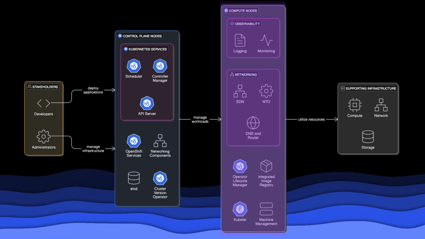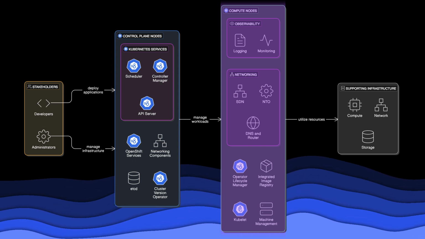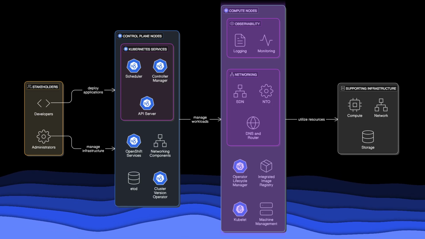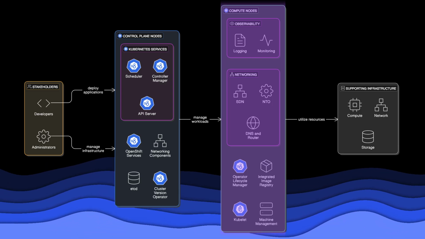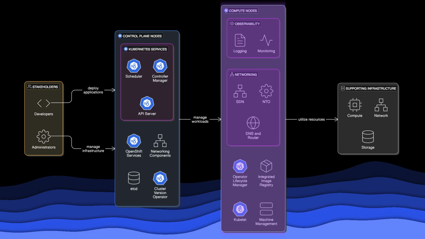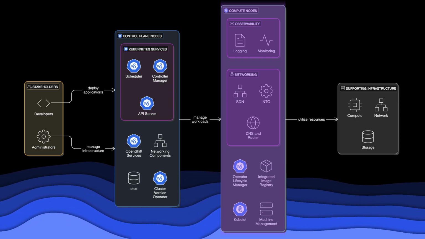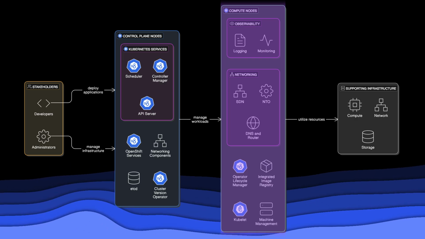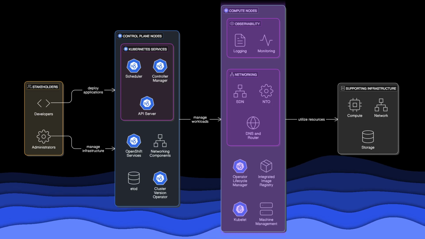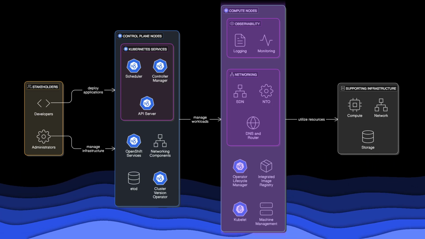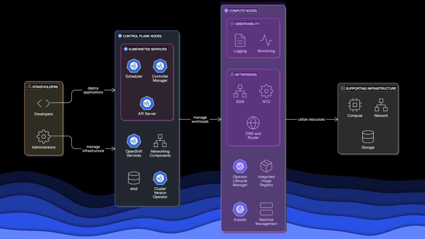Now, the compute nodes themselves have some very important features. One is observability. You really need to be able to see what's going on in your workloads, so OpenShift provides a lot of tools for that. You have things like Kibana and Elasticsearch for log aggregation.